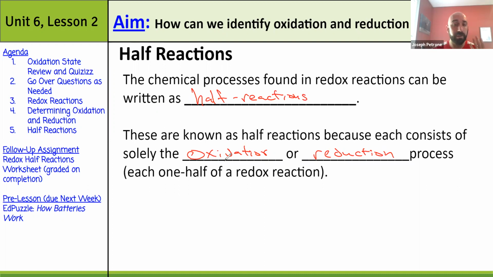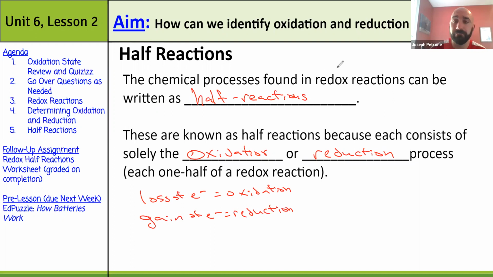And just a reminder, oxidation is the loss of electrons. So loss of electrons is oxidation. And then reduction is gaining. So be mindful of that there. Okay, so now we're going to look at some examples.